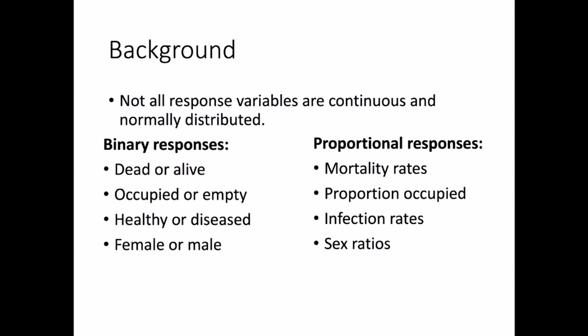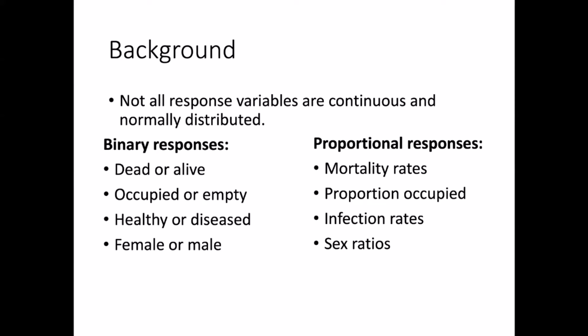As ecologists, most of us know that not all the data we go out and collect in the field are continuous and normally distributed. A lot of times we're interested in binary responses. So we might be interested in counting the number of dead versus alive individuals. We might be interested in the number of occupied sites versus empty sites, or healthy versus diseased individuals, or even the number of females versus the number of males in the population.